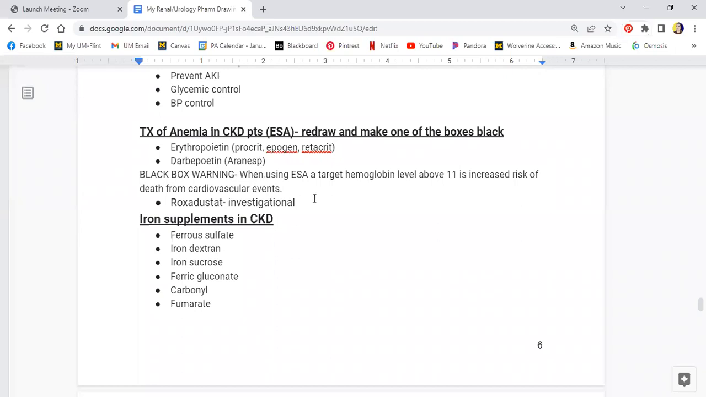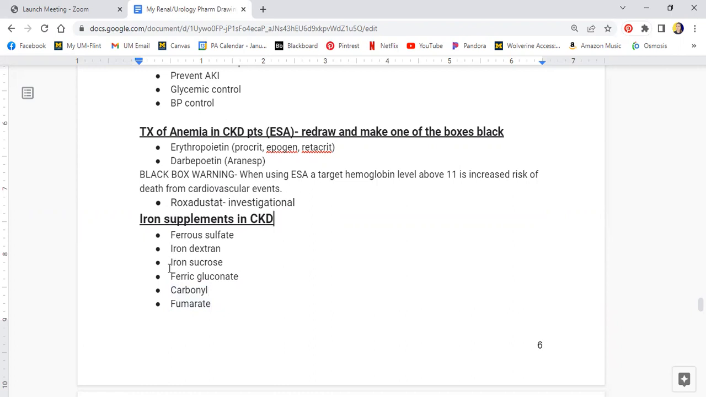When using these agents, a target hemoglobin above 11 is at an increased risk of death for cardiovascular events. So you can have a little bit lower target hemoglobin when using these. And then just a note, roxadustat is an investigational ESA, but he said not to memorize those.